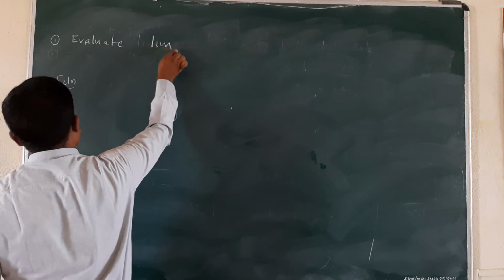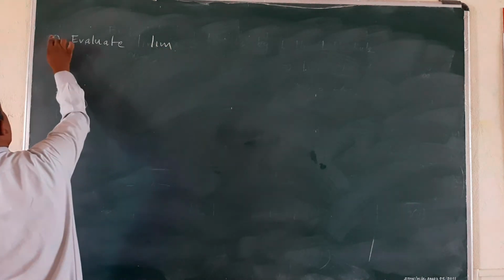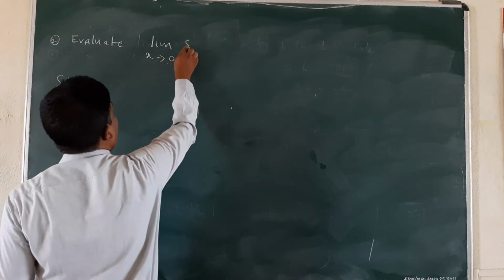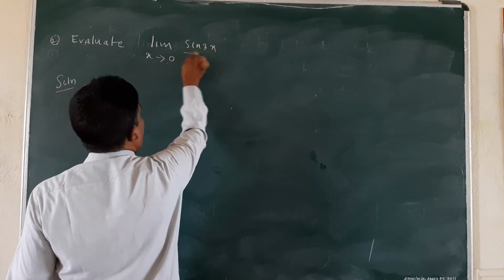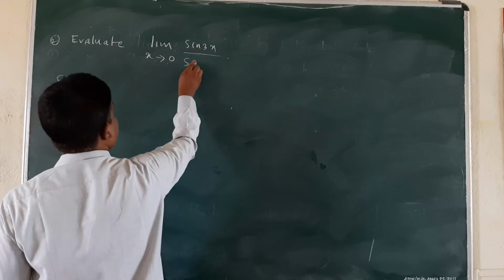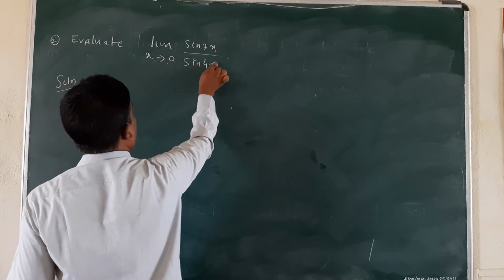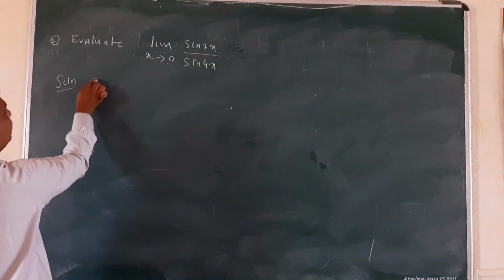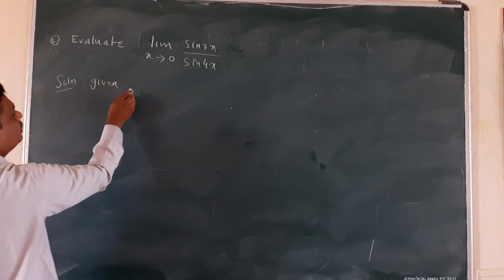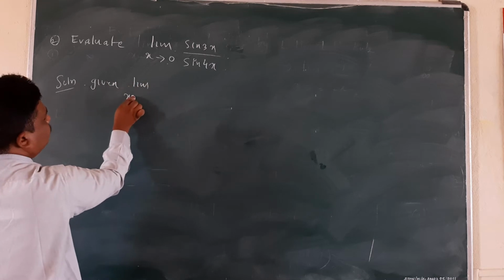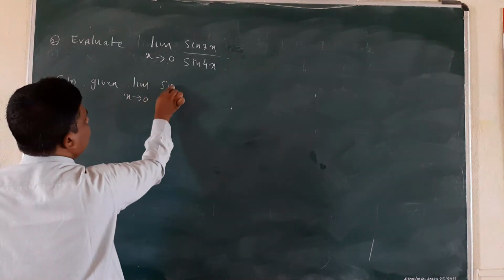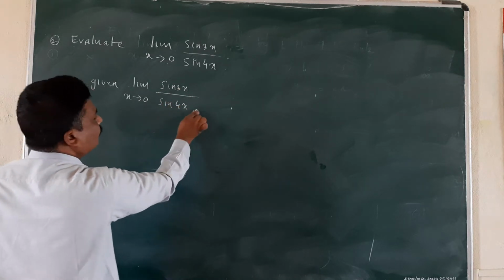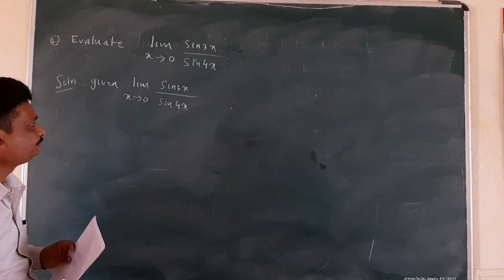Example number 2: limit as x tends to 0 of sin 3x upon sin 4x. Solution: given limit as x tends to 0 of sin 3x upon sin 4x.